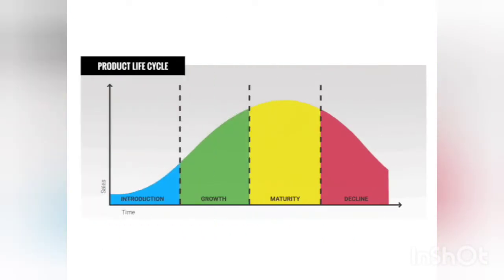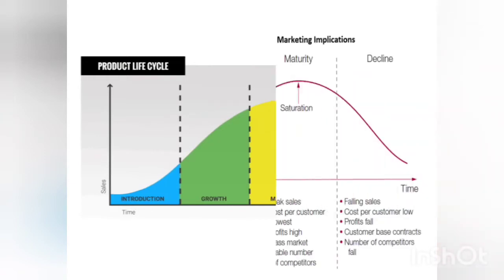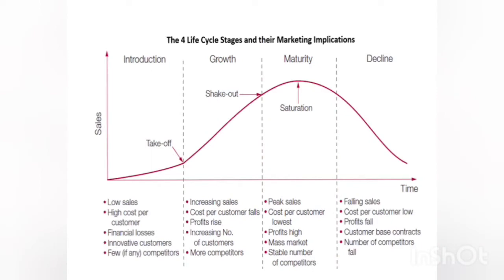So in this slide you can see that there are typically 4 stages in the product life cycle. The first is the introduction stage, the second is the growth stage, the third is the maturity stage and the last is the decline stage. Now let's understand each of these phases in detail one by one. As you can see, these are the 4 product life cycle stages, and let's understand each life cycle stage and its marketing implications.